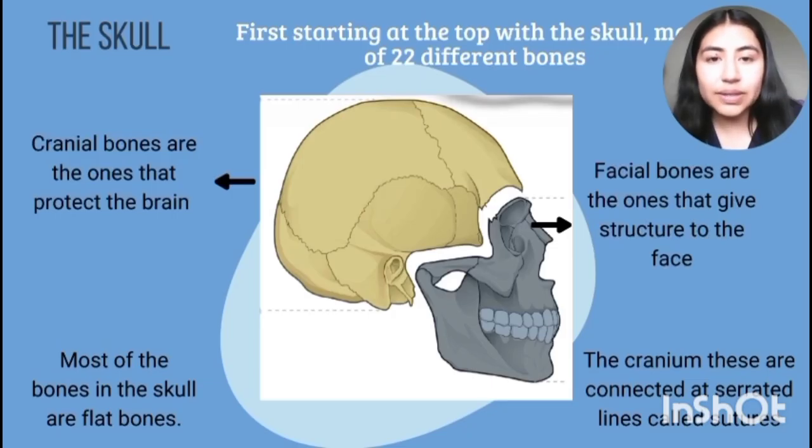First, starting at the top with the skull. The skull is made of 22 different bones. The skull is divided into cranial bones and facial bones. Cranial bones are the ones that protect the brain, and the facial bones are the ones that give structure to the face. Most of the bones in the skull are flat bones, and in the cranium these are connected at serrated lines called sutures.